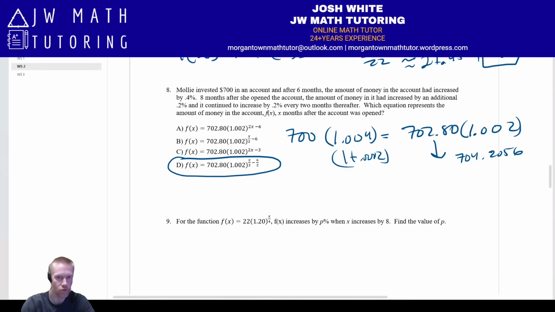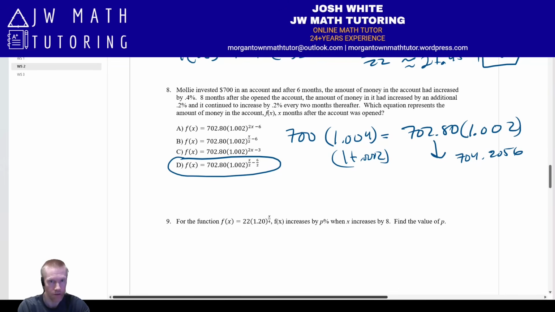Now, last thing, just to explain the theory behind why this is the correct answer. The way all these are set up, the 702.80 is already factoring in the 4% interest earned over the first 6 months. So that's kind of like the starting amount at the 6-month mark. Then essentially what this is calculating is what the increase is every month after that.